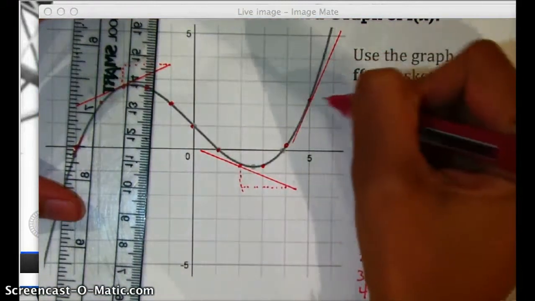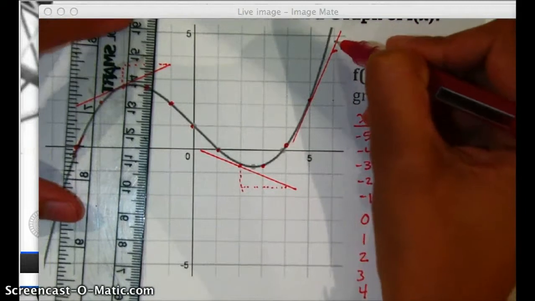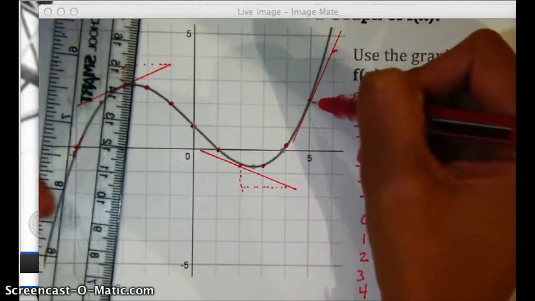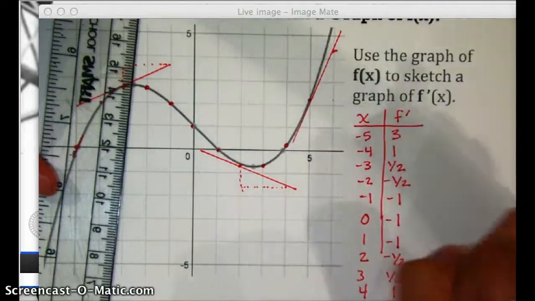I notice that when I go over 1 unit, I end up kind of in between 4 and 5. And I started out kind of in between 2 and 3. So that looks like it's going up to over 1.